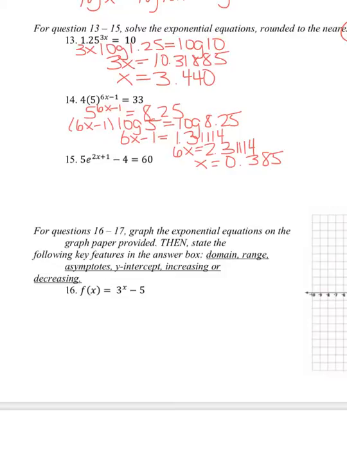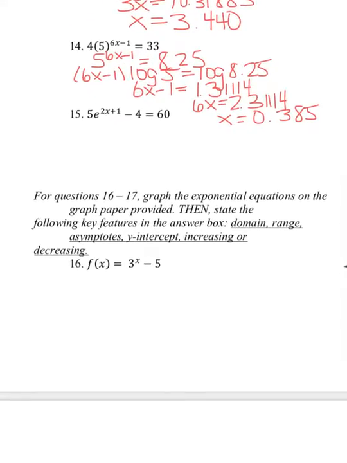Okay. Number 15. Same idea, but now our base is an e. So now instead of taking the log, you really should take the natural log. So first I'm going to add 4. Then I divide both sides by 5, and now I have e raised to the 2x plus 1 equals 12.8.